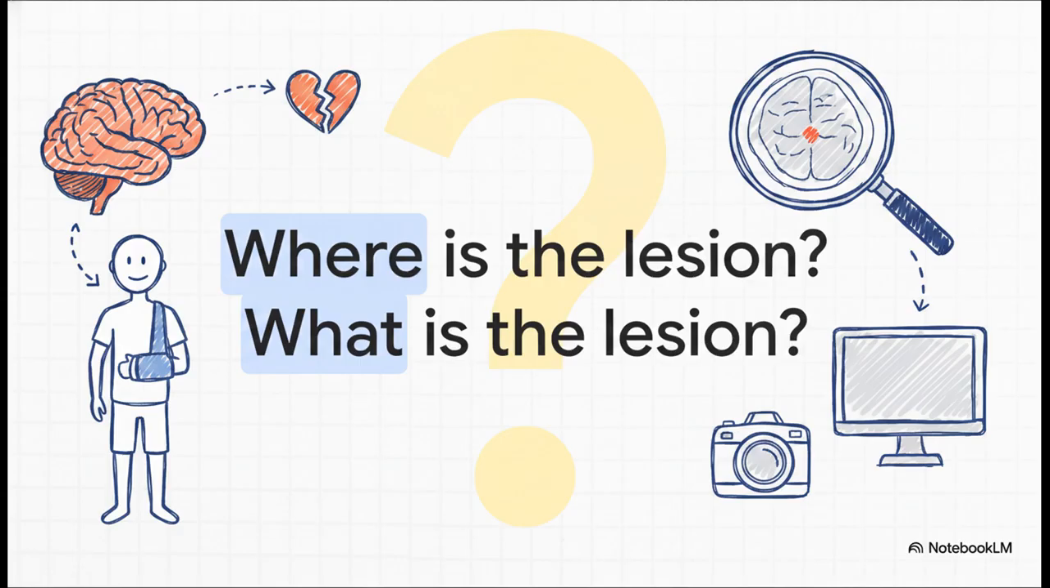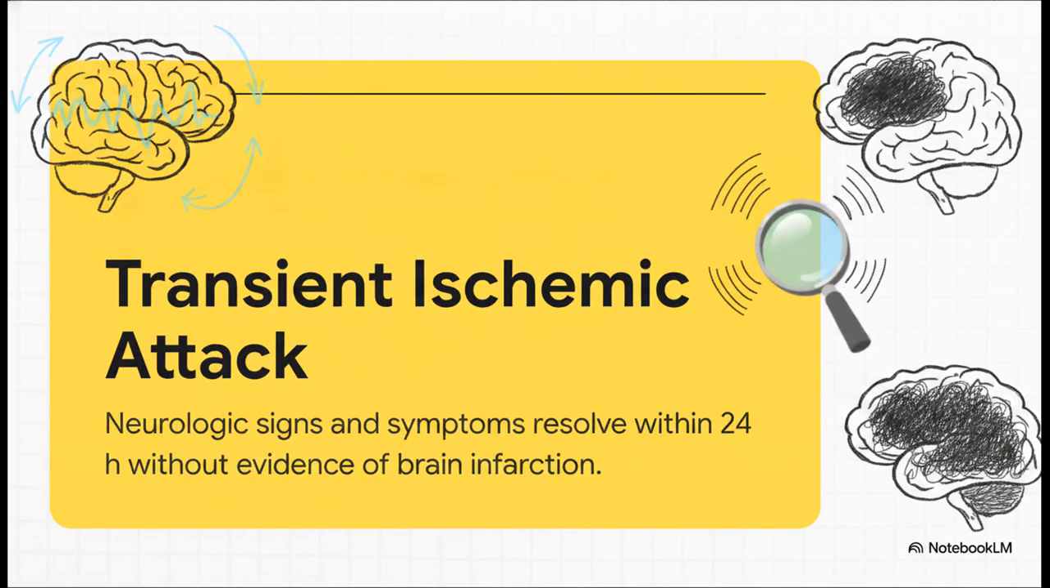Now, you might be wondering, what's the actual cutoff between a TIA and a stroke? It comes down to whether blood flow is restored before permanent damage happens. If all those neurologic signs resolve within 24 hours and imaging shows zero evidence of infarction, that's a TIA. But if those symptoms drag on past that 24-hour mark, or if we literally see dead brain tissue on our scans, well, then the diagnosis is a full-blown stroke.